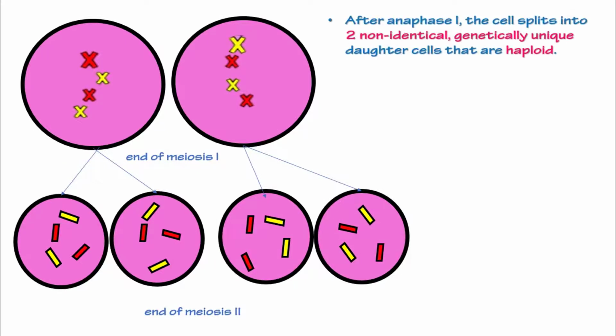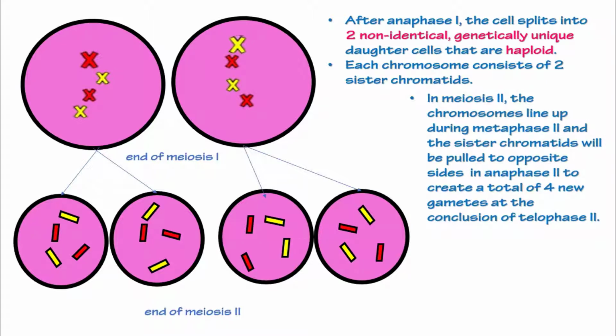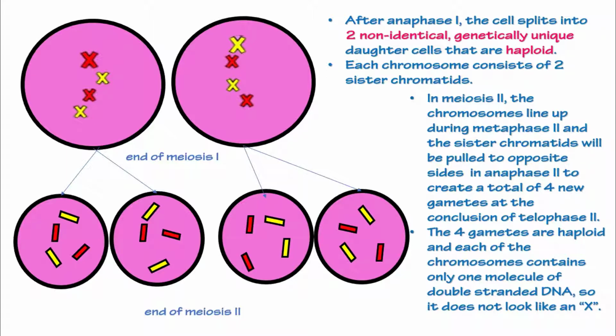After anaphase 1, the cell splits into 2 non-identical, genetically unique daughter cells that are haploid. Each chromosome consists of 2 sister chromatids. In meiosis 2, the chromosomes line up during metaphase 2, and the sister chromatids will be pulled to opposite sides in anaphase 2 to create a total of 4 new gametes at the conclusion of telophase 2. The 4 gametes are haploid, and each of the chromosomes contains only 1 molecule of double-stranded DNA, so it does not look like an X.